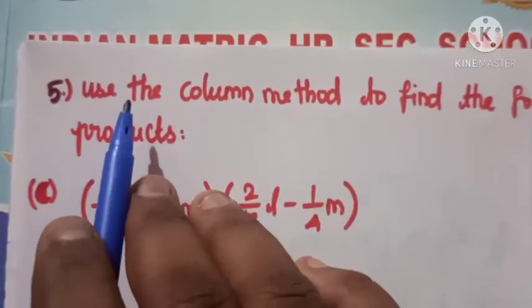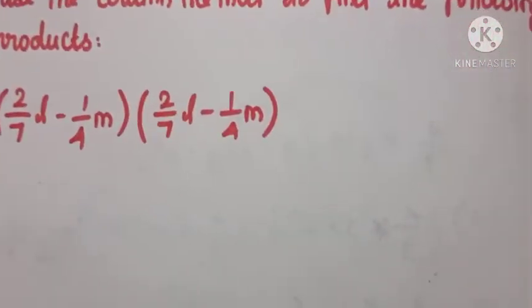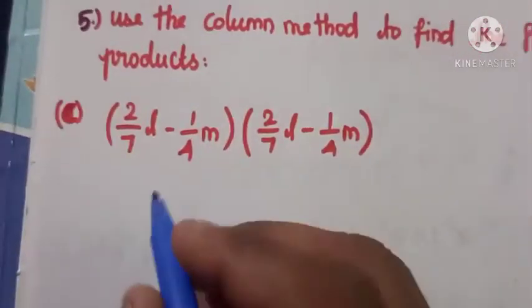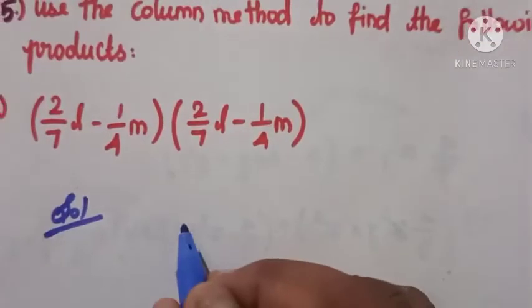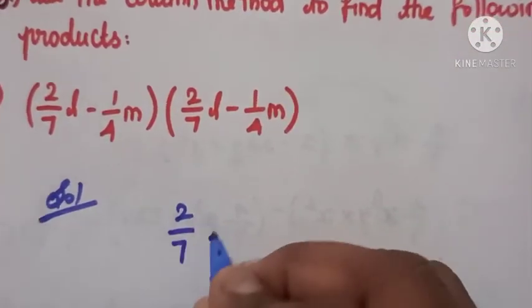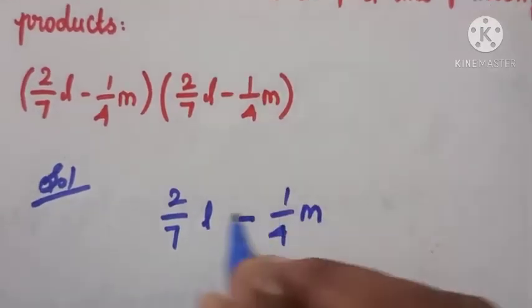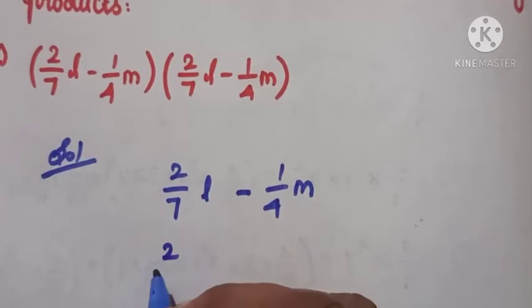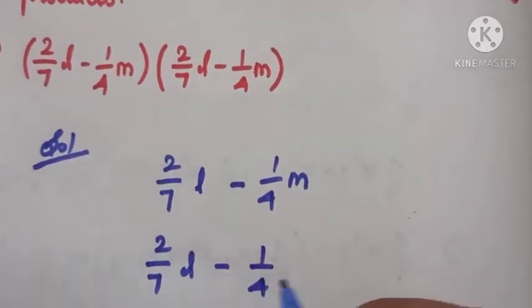And learn about question number 6. Use the column method to find the following products. So what is meant by the column method? It is the easiest one. The column method is nothing but writing in the addition format. 2 by 7 L minus 1 by 4 M, this is the first row. And the second row is the other multiplied value, that is 2 by 7 L minus 1 by 4 M.